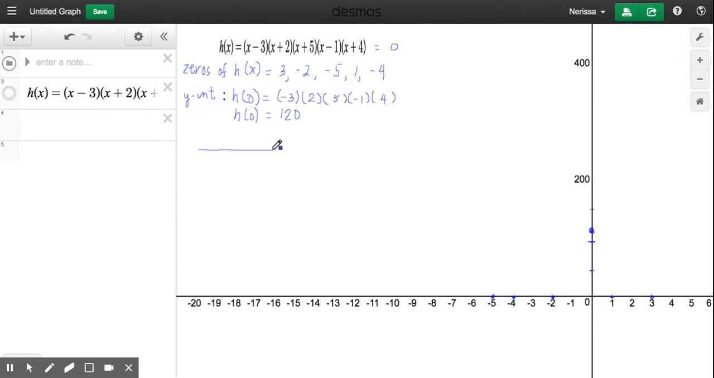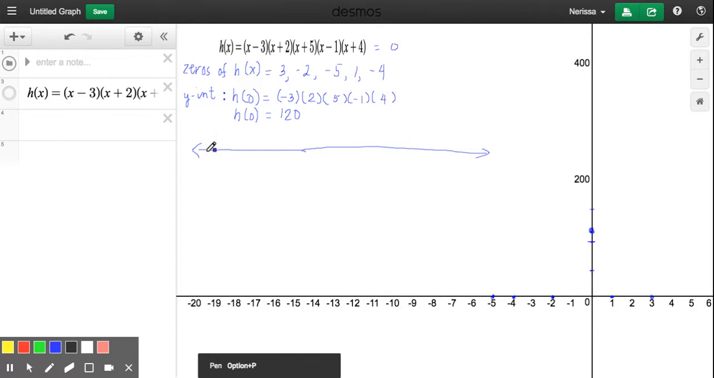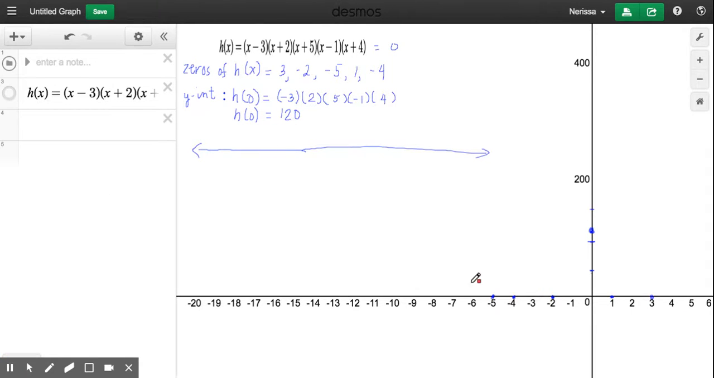Okay, so now we need to know the sign of h of x in each interval that we will get after we put the x-intercepts on the x-axis. Maybe I need to make it longer. So let's put these x-intercepts. So we have negative 5, then negative 4, negative 2, 1, and 3.